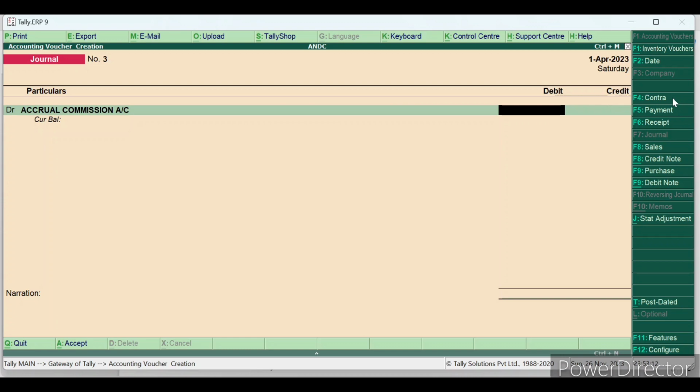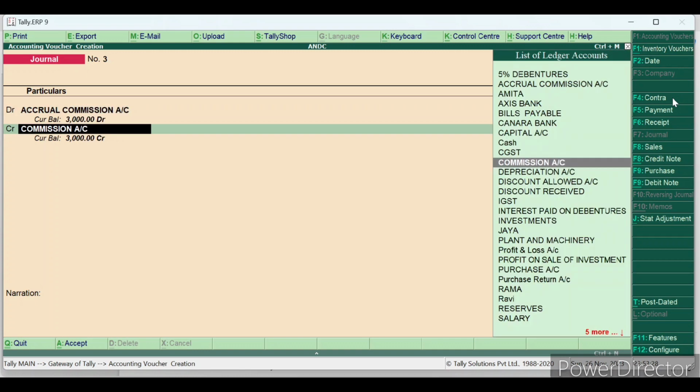So 3,000 and commission account. Commission account is an indirect income account. As we are earning it and we will receive it, it's an indirect income. You can prepare the account by Alt C, both the accounts.